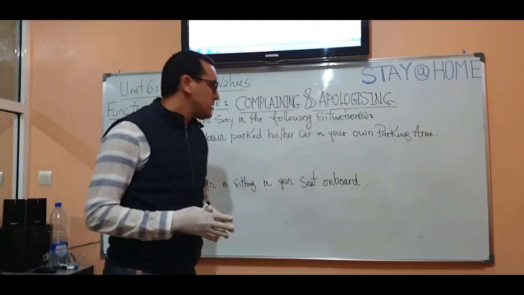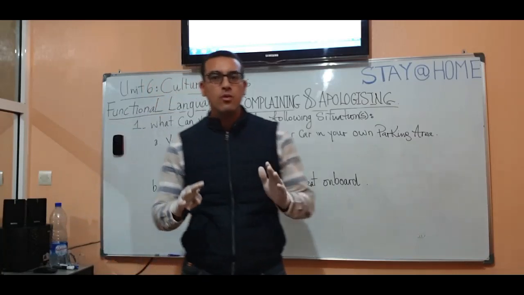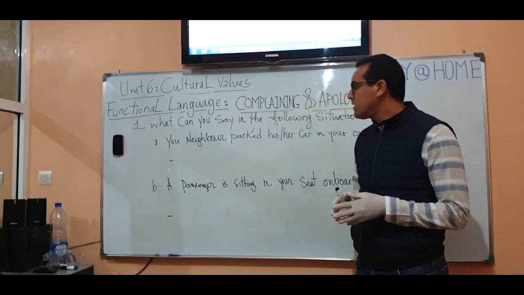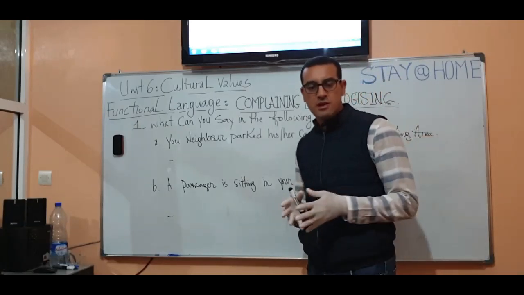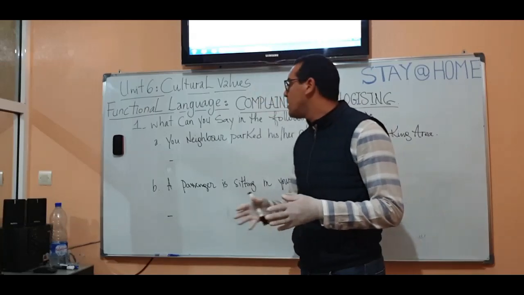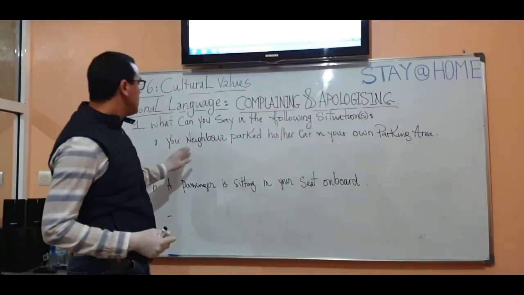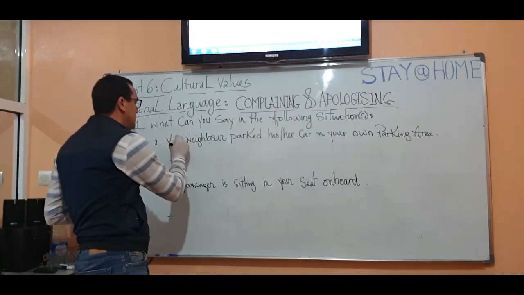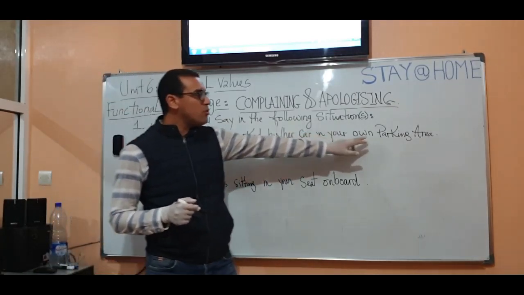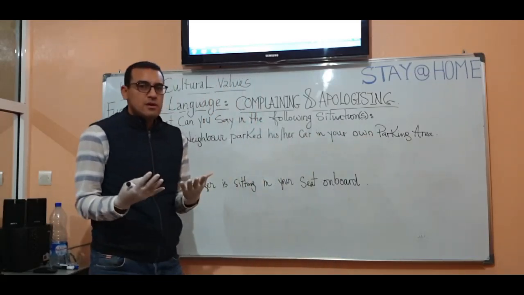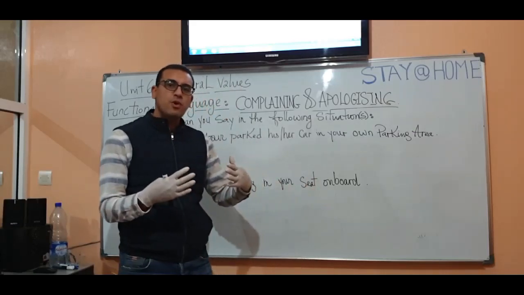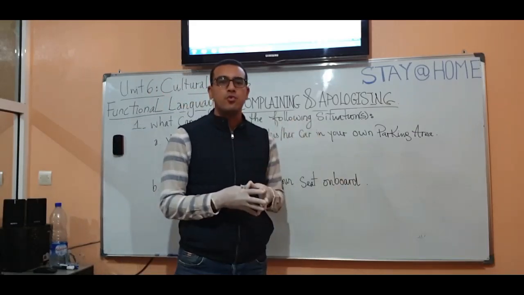So in the second exercise here, what are we going to say in the two different situations that we have? We have talked about apologizing, now we're going to talk about complaining. As you can see, in situation number one, your neighbor parked his or her car in your own parking area. So you've seen that your neighbor caused you a problem, and you have to complain to your neighbor about what he did.